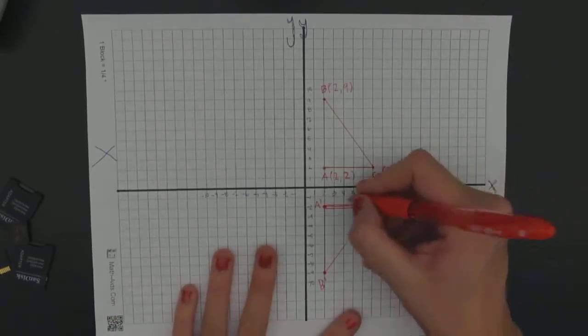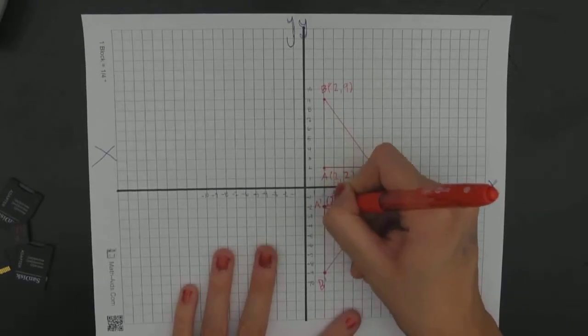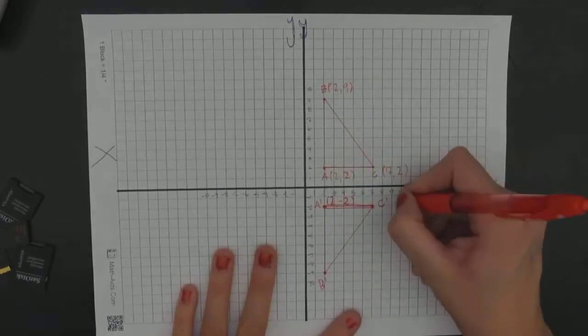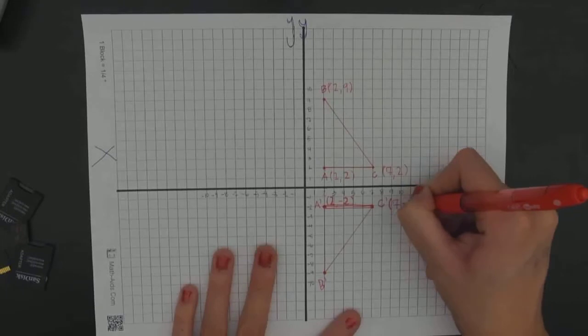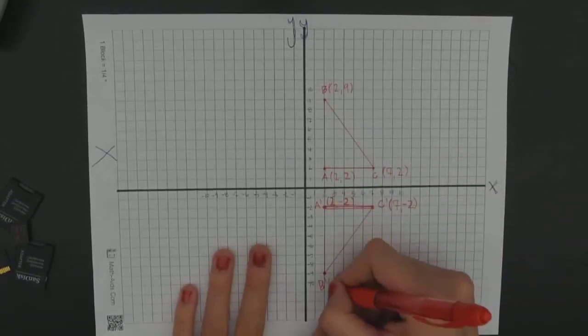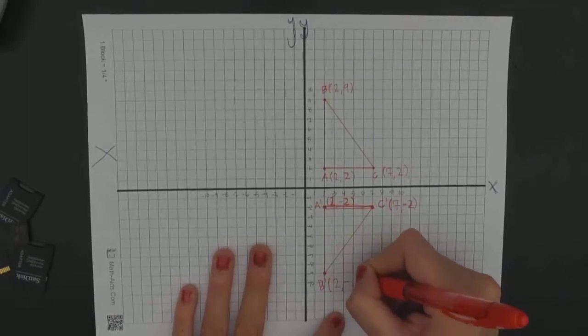And I am going to label my points. So A prime is over 2 and negative 2 because I go down 2. C prime is over 7 and down 2. And B prime is over 2 and down 9.